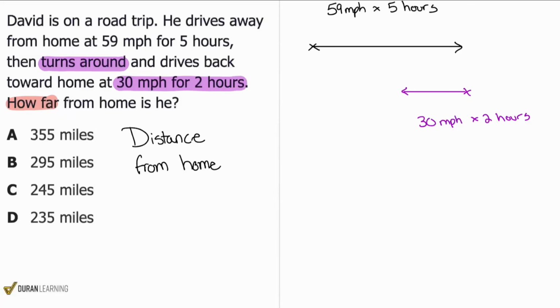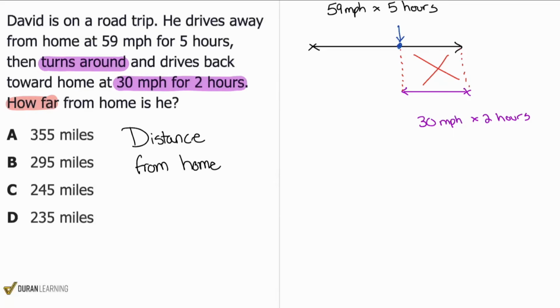So to figure out how far away David is from home after turning around, think of turning around as negating what you did, canceling the distance you traveled. Because when we take a look from here to here, all of this we are going to cancel out. Because the final point that David ends up at is actually right here, after turning around. So that's what we need to find. And to do that, we take the whole distance, which is 59 times 5, subtract this distance, 30 times 2, and we're done. That is the correct answer. We subtract because we turned around.